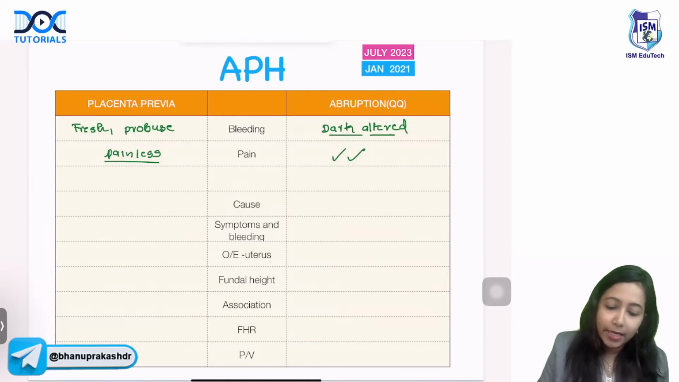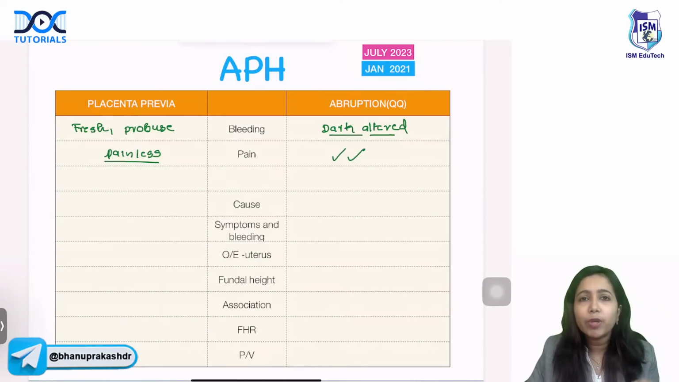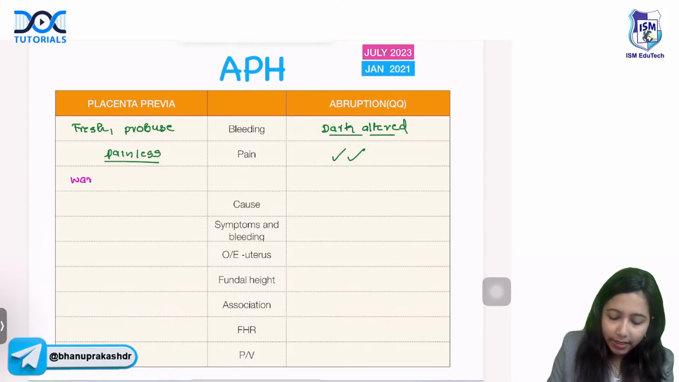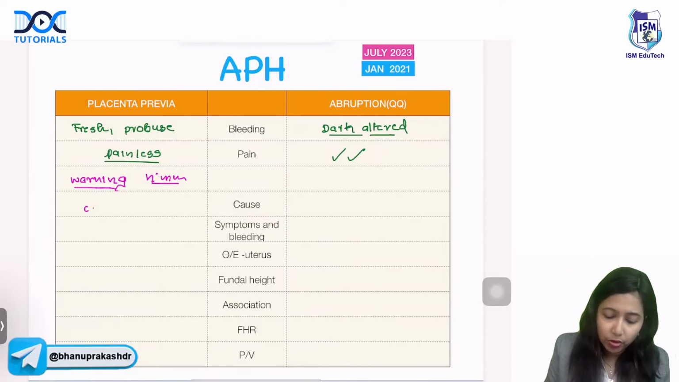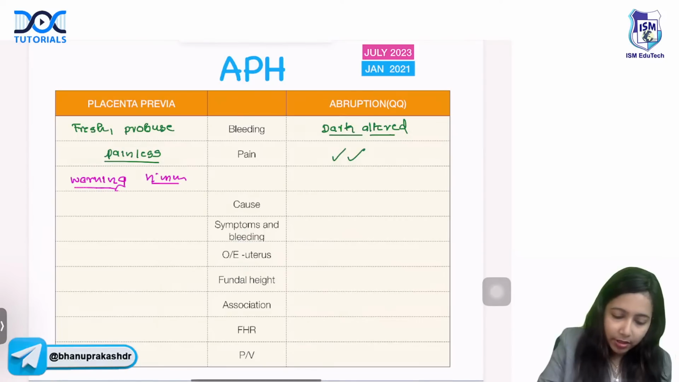Also in placenta previa, there can be warning hemorrhages. There can be small bleeding before the proper heavy bleeding starts. So where are warning hemorrhages seen? Warning hemorrhage is associated with placenta previa. Usually in placenta previa, the bleeding is causeless. There is no antecedent cause as such. So it is usually causeless.